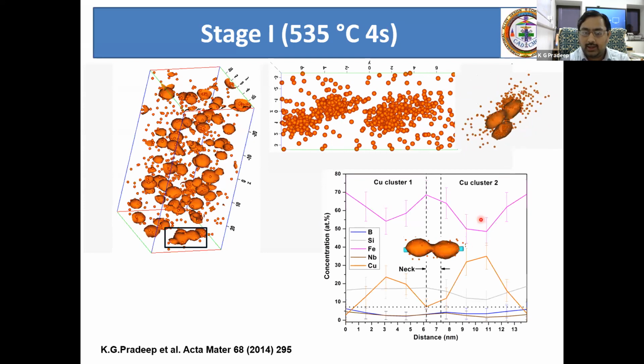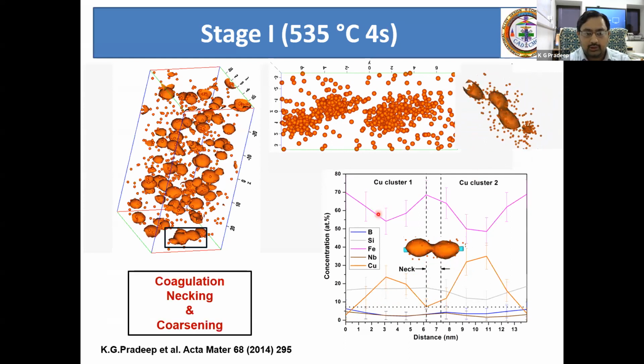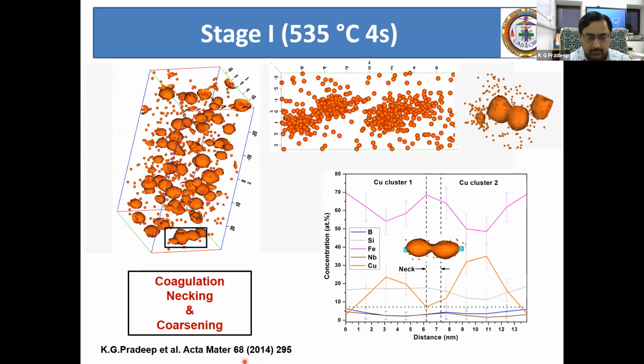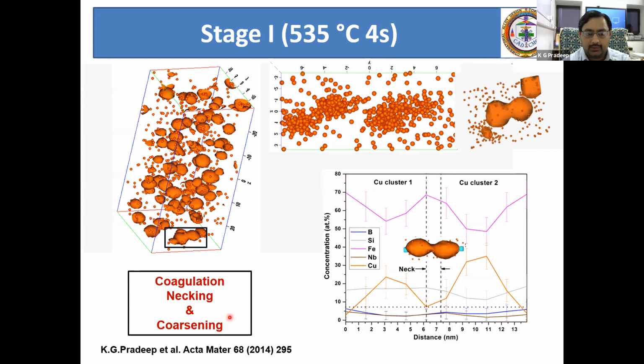Now this is a very strange case where, if you try to measure the concentration using this little volume, you see that at the necking region there is slightly higher copper concentration compared to what is there in the matrix, and inside the cluster there is reasonably high copper. So that means clusters are formed and there is a bridge between the similar size clusters even though they are smaller, and the bigger one stays isolated. So this is a very special case of a coarsening mechanism which we proposed in this application, which is called the coagulation, necking and coarsening mechanism, which is slightly different than the classical Ostwald ripening.